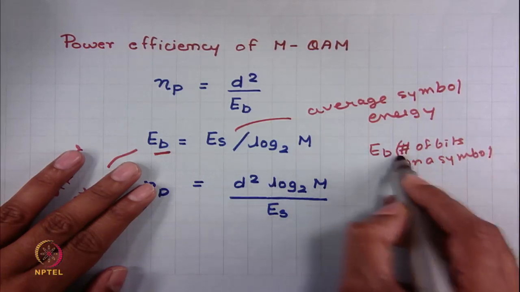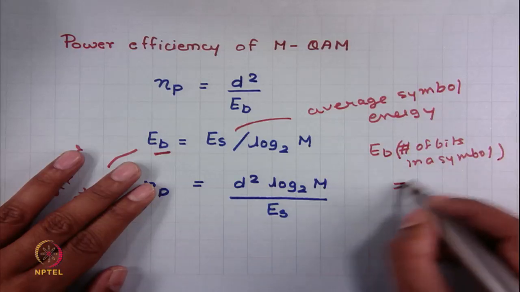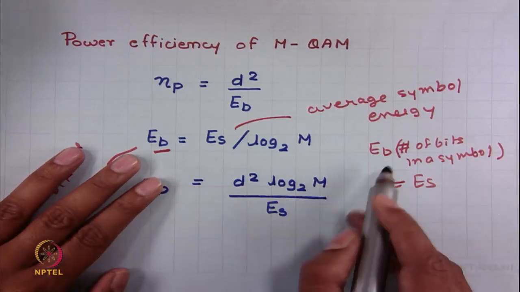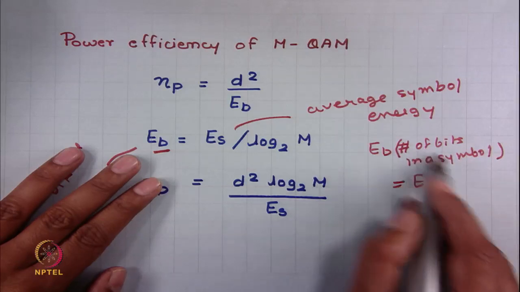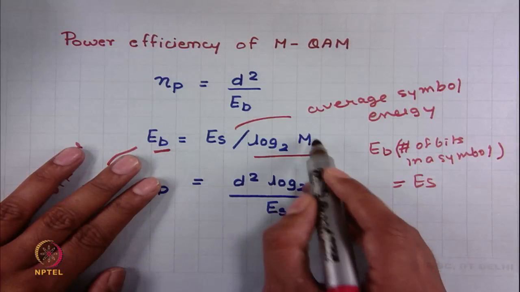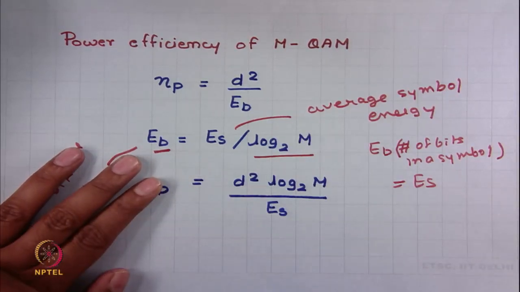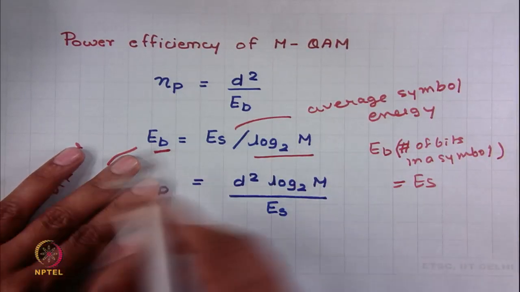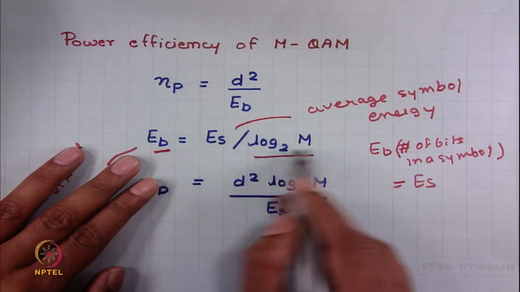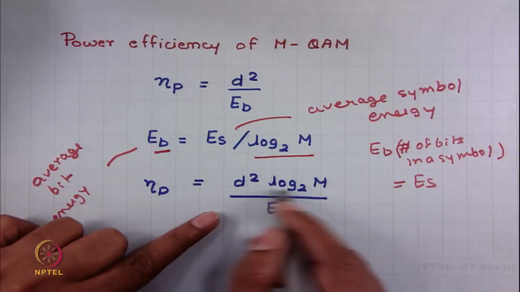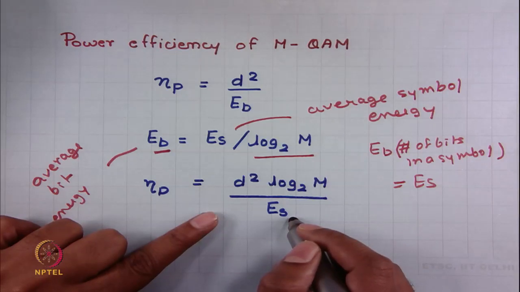So, average bit energy multiplied by the number of bits in a symbol should give me the average symbol energy, and thus average bit energy is average symbol energy divided by the number of bits in a symbol, which is simply log2 M. If M is the number of signals that we have, the number of bits required to represent these M signals is simply log2 M. So, average bit energy is average symbol energy divided by log2 M. So, the power efficiency eta_p is simply d square times log2 M divided by average symbol energy.